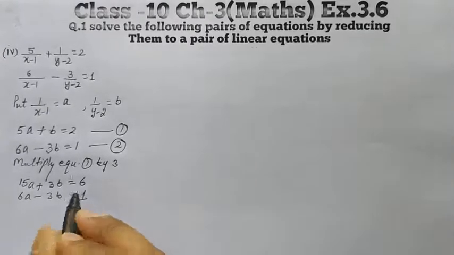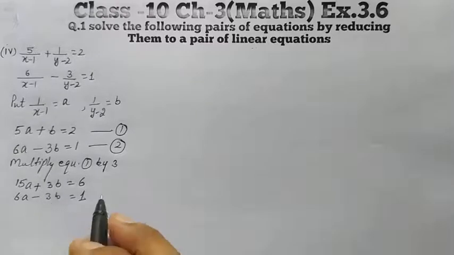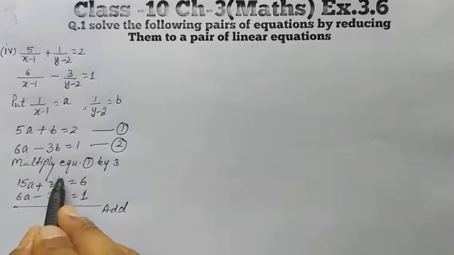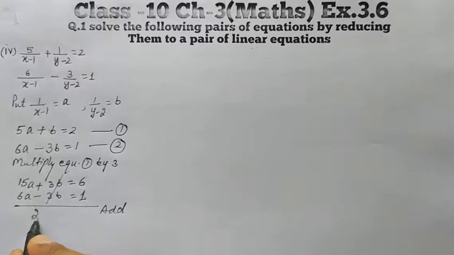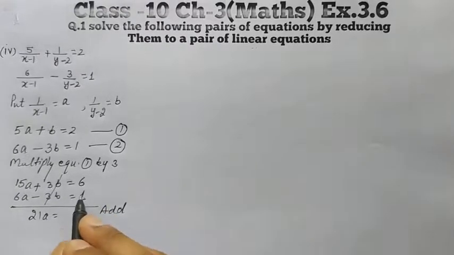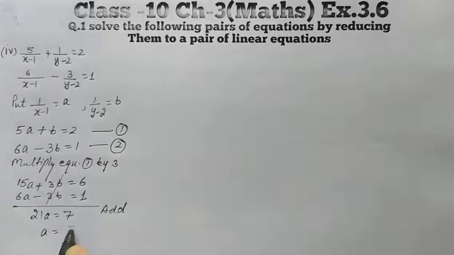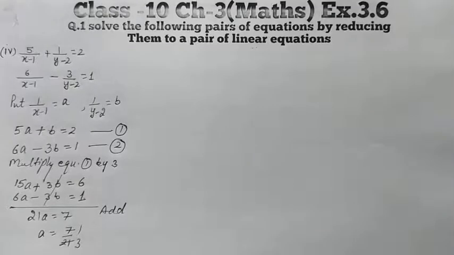Now, if the signs of both these variables are different, then we'll add these equations. Adding these two equations, this is cancelled. Now 15a plus 6a, that is 21a, is equal to 6 plus 1, that is 7. So a will be 7 over 21, that is 1 over 3.